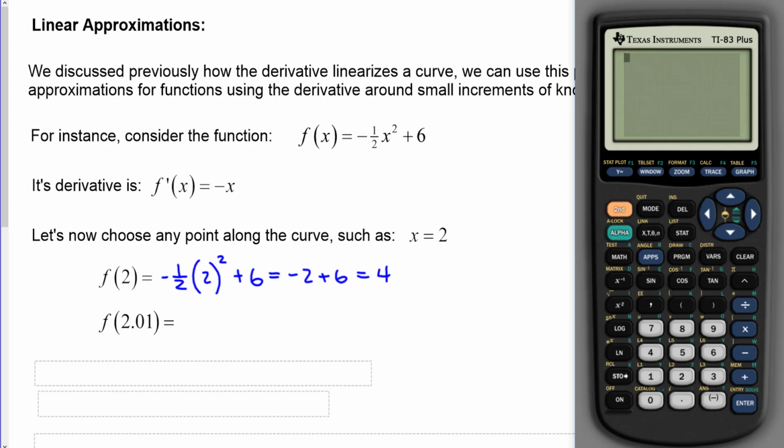So let's see, it would be negative 0.5, so the negative 1/2, times 2.01 squared and plus 6. So 3.97995. If you'll notice, the function didn't decrease. It did decrease, but it didn't decrease very much. And how much that decreases can actually be predicted by the use of the derivative. And that's the whole objective of the linear approximation.